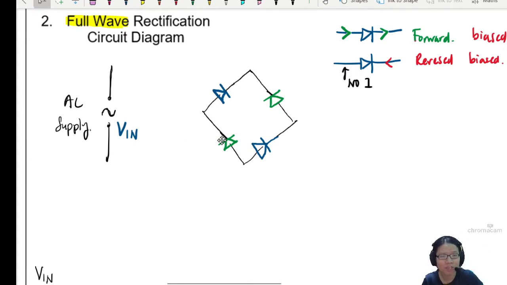If you're not happy with the rotation, what can you do? You rotate your exam paper, okay? Okay, so I'm happy with this.